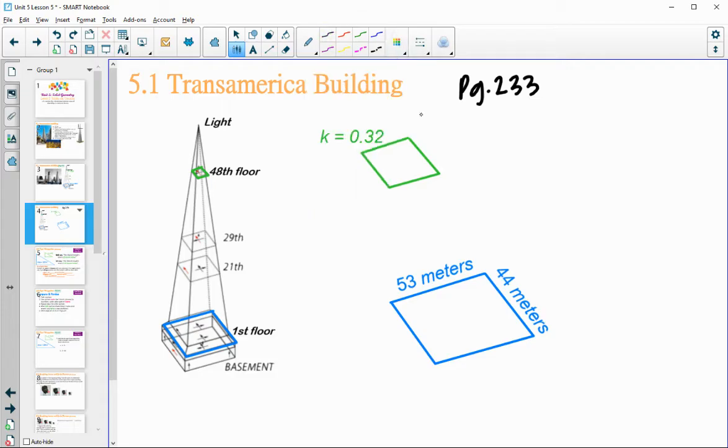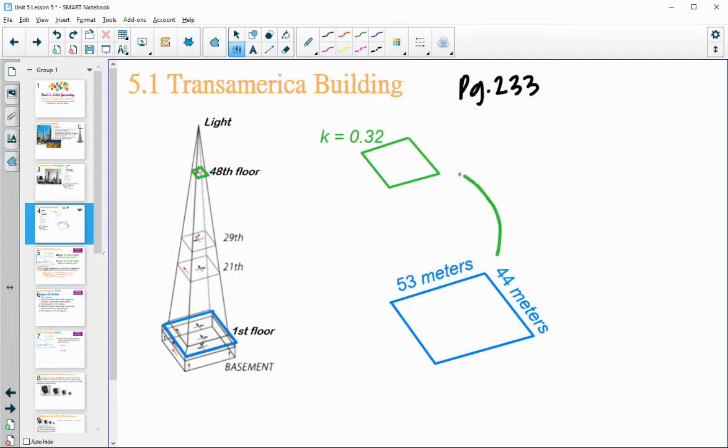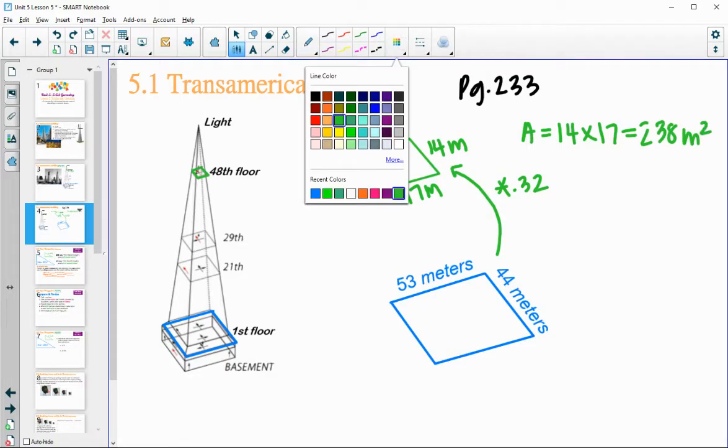So a couple different ways you could have tackled this. One being that you actually scaled the floor. You could have taken that scale factor, and so we know that these ones times 0.32 would give us our new dimensions. So 53 times 0.32, and you could have gotten about 17 meters for this length, and then 44 times 0.32 and gotten about 14 meters, and then found the area that way by doing 14 times 17 and getting approximately 238 meters squared. So that's one way you could have tackled the problem.